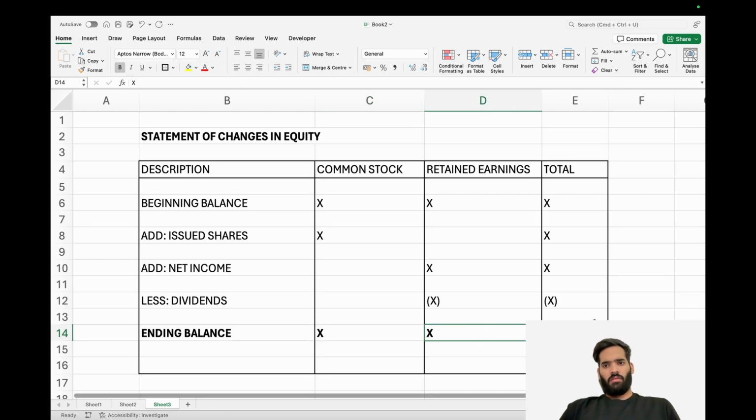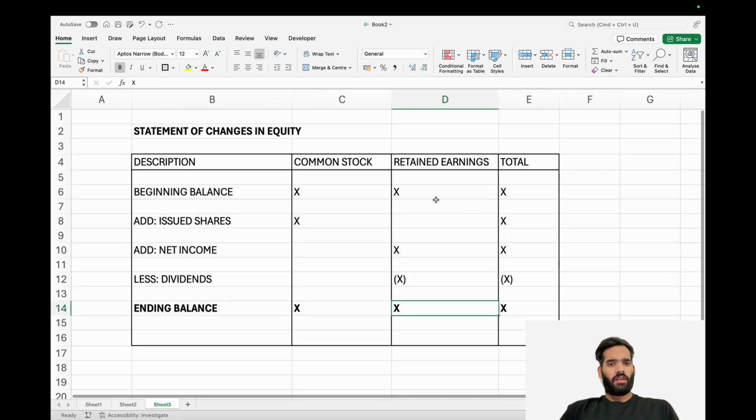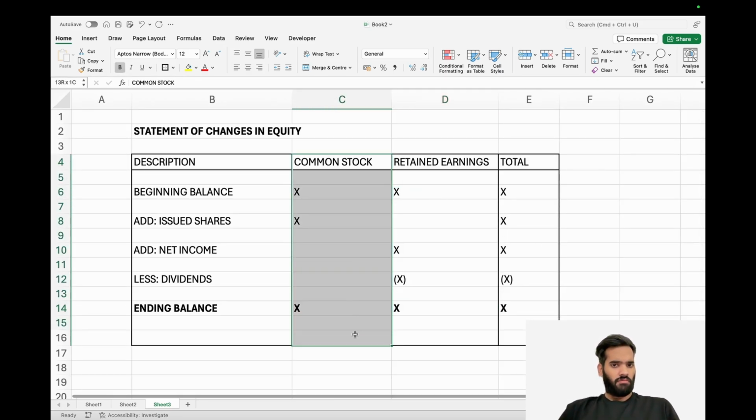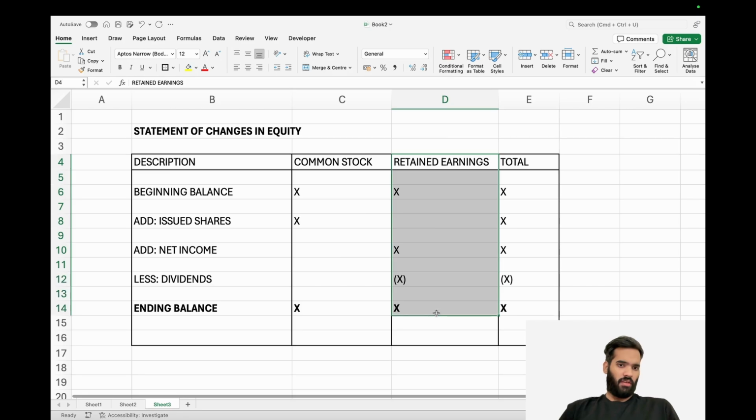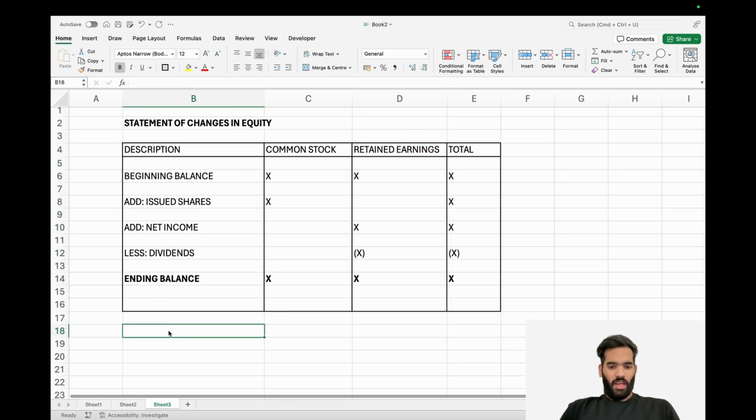And yeah, that's it. Now some of you might be wondering, okay, I am not learning statement of changes in equity. I'm learning directly statement of retained earnings. That doesn't really matter, because if you're only making statement of retained earnings, then just don't make this part, right? Only make this part, the retained earnings part. So let me just show you quickly what I mean by that. So if you are making statement of retained earnings only, means your teacher is trying to make it a little bit easier for you.